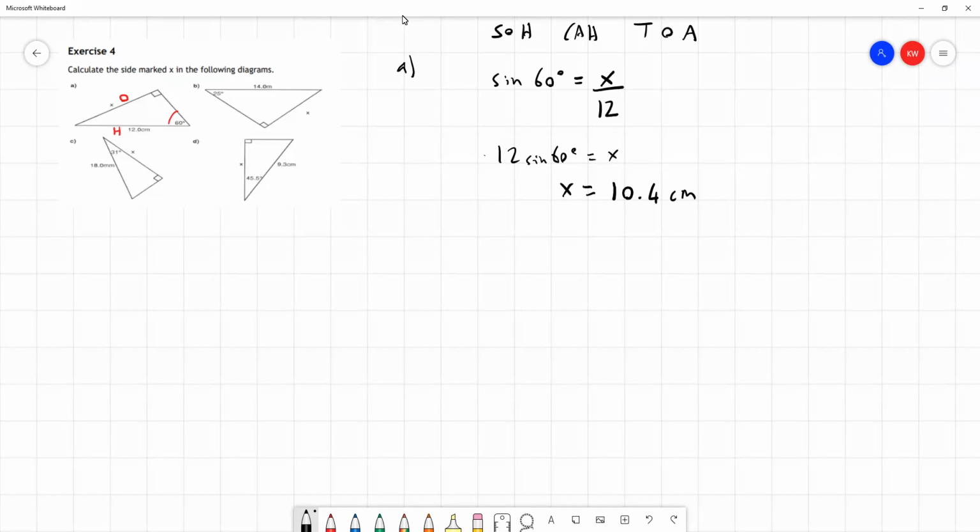A quick common sense check is your answer should be less than 12. The hypotenuse is the longest side, so any other side we calculate is going to be shorter than 12. Let's now have a look at question B.